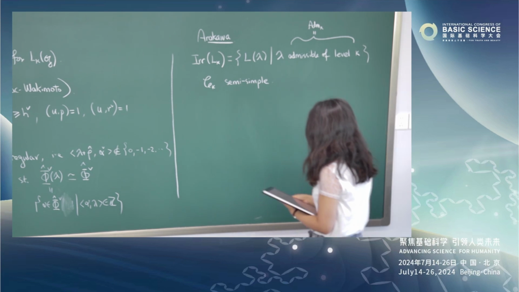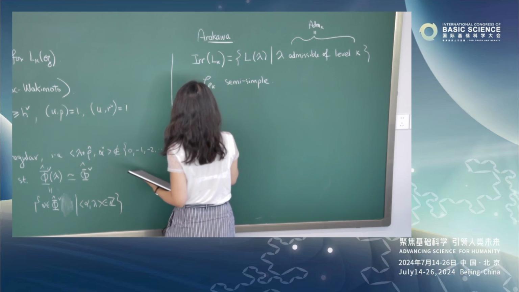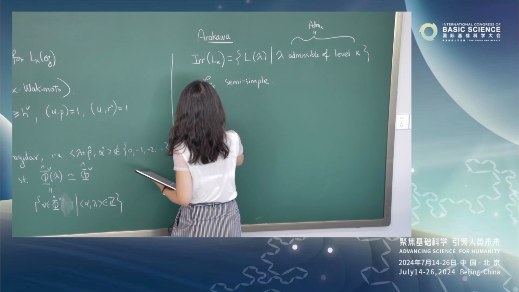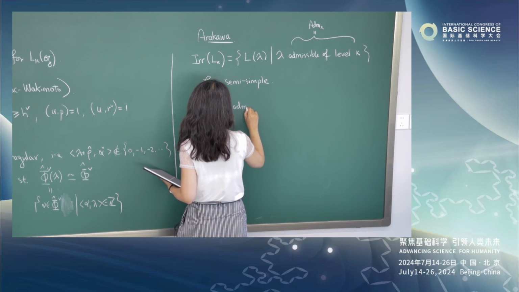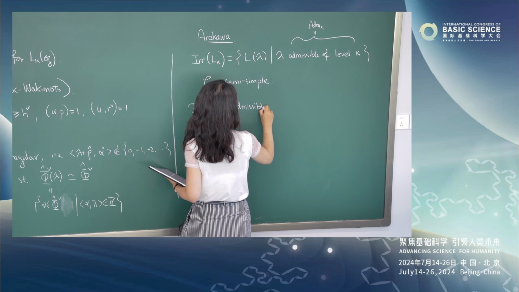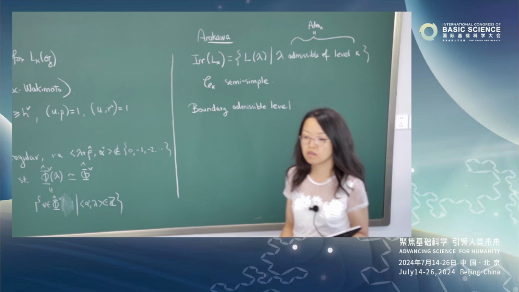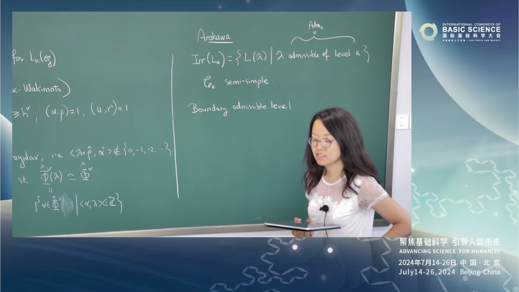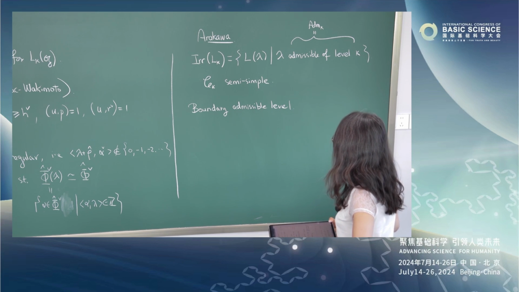Okay. And then a situation which we were interested in is the so-called boundary admissible level, for the associated variety of L kappa.